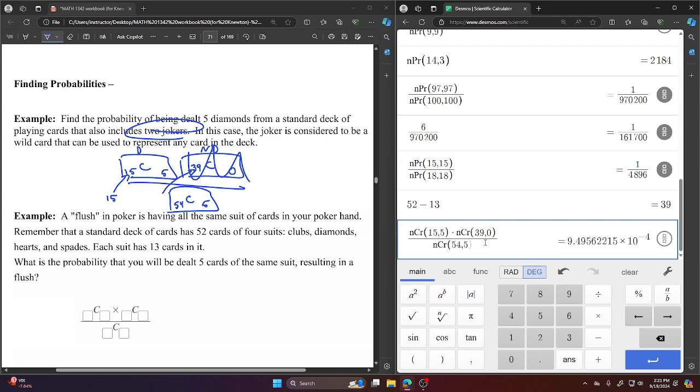54, 5. Is that the answer that I got? Hold on. I gotta look. It is. It is the answer. 0.000949 56, in case they want a fraction. I guess you could do that.